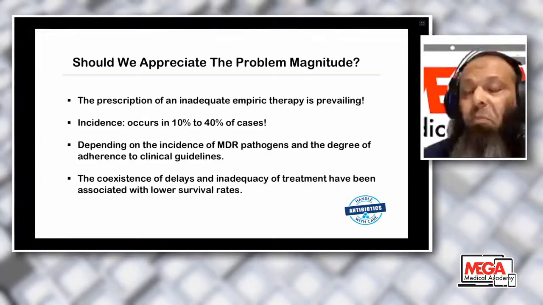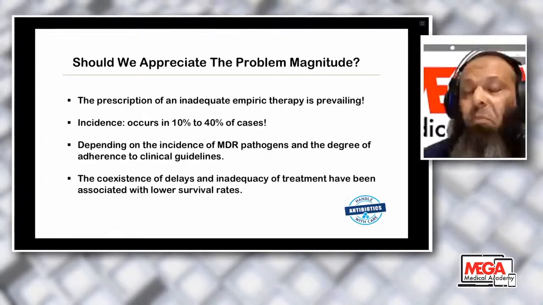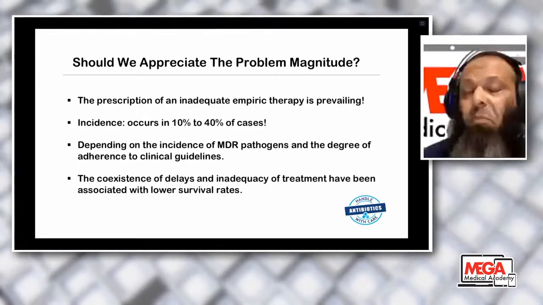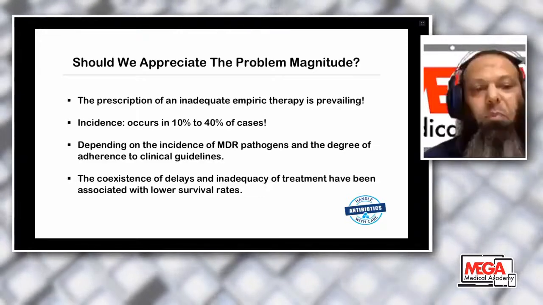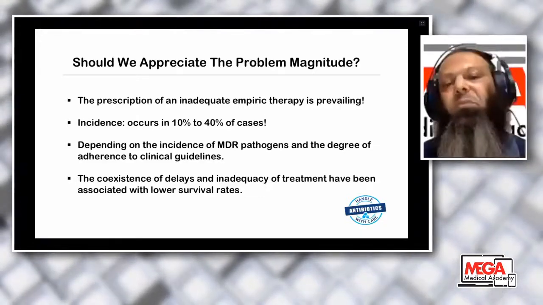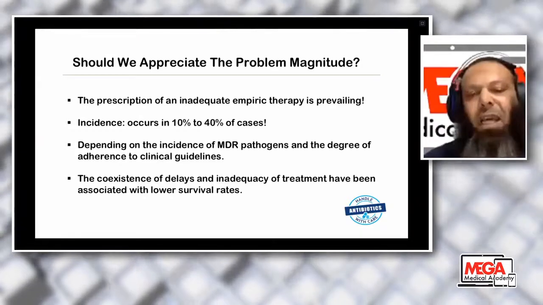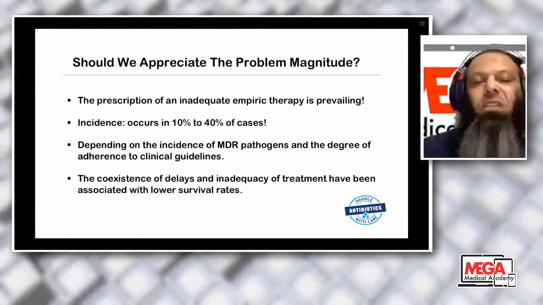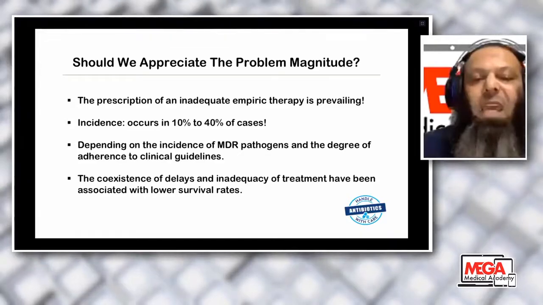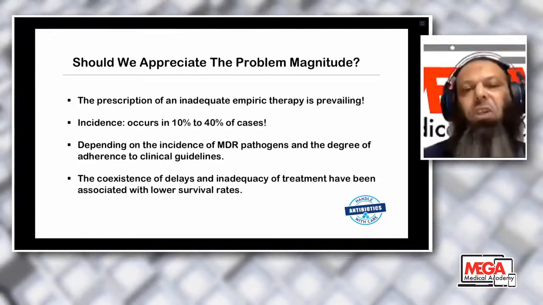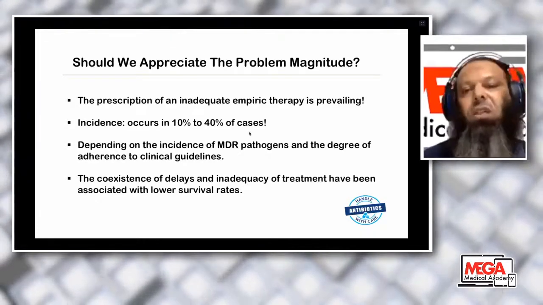The incidence is up to 40% of cases they are not receiving adequate empiric antibiotic therapy. Depending on the incidence of MDROs, pathogens, and the degree of adherence to clinical guidelines, the coexistence of delay and inefficacy of the treatment has been associated with low survival rate. This is, of course, because you are delaying the antibiotics.